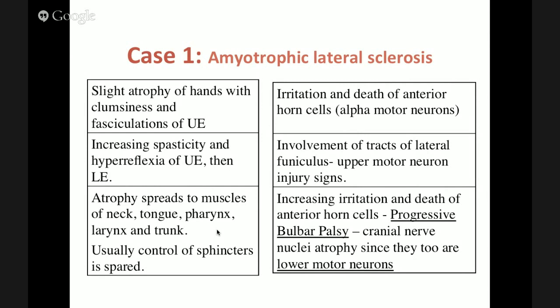Yes, sound familiar? Anatomically, why are the sphincters spared? I don't actually know that. I don't know any specific reason why certain muscles are affected and others, why the lower motor neurons are affected and others aren't, or why the upper motor neuron control may be spared as well.